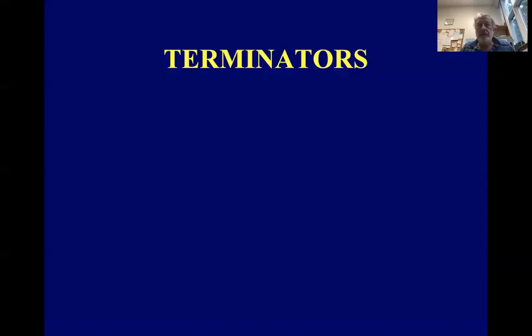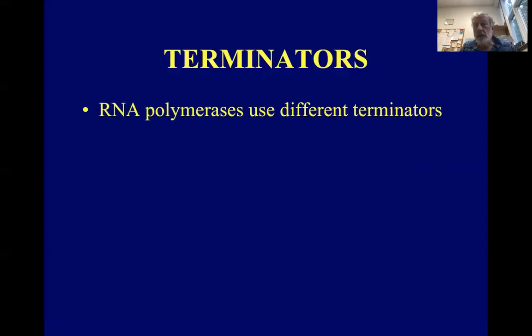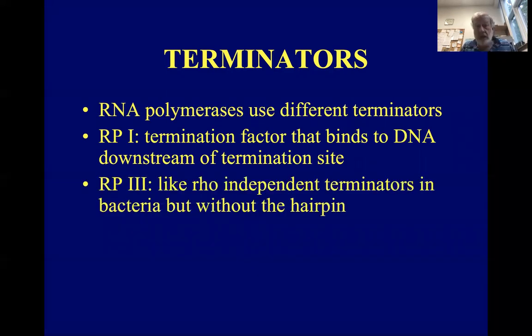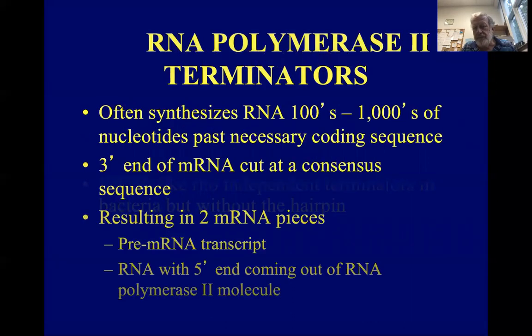Now terminators for eukaryotes. The different RNA polymerases use different terminators. For RNA polymerase 1, there's a termination factor that binds the DNA downstream of the termination site. RNA polymerase 3 has termination like rho-independent terminators in prokaryotes, but without the hairpin.